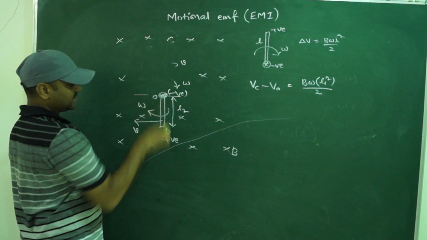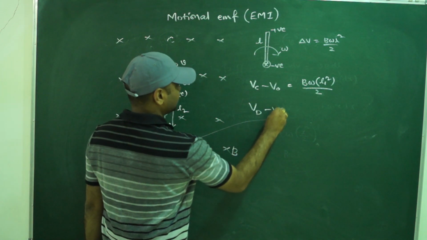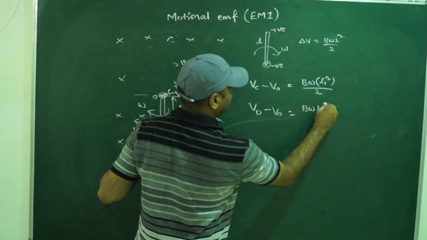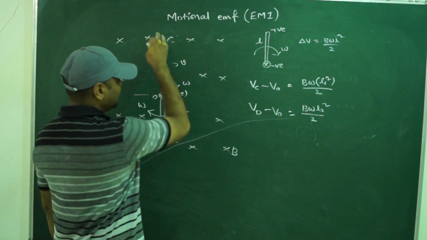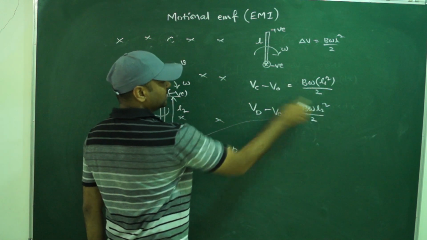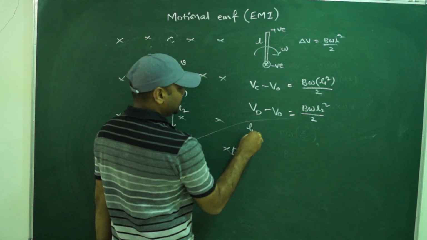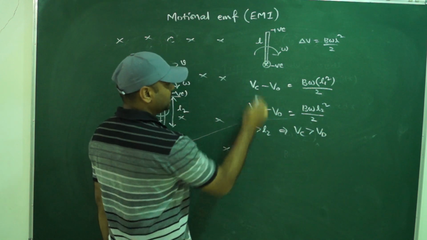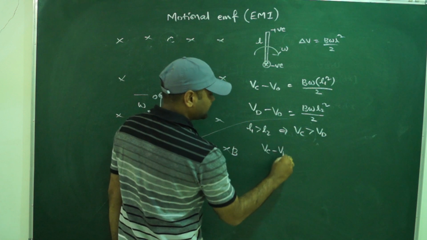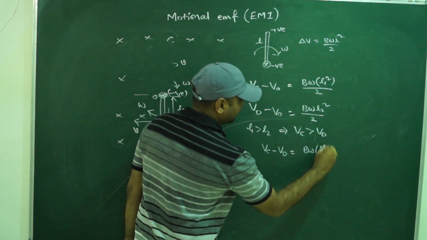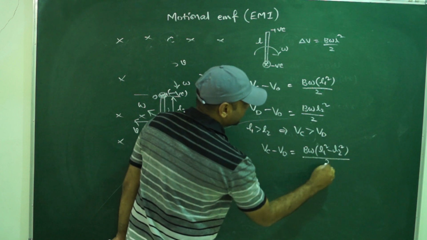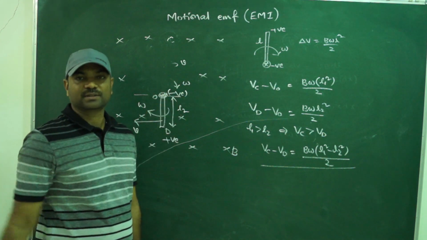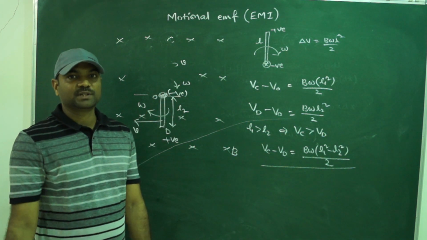Then I can write down the potential difference across these two ends. VD minus VO is equal to, as the length of this part is L2, B omega L2 square by 2. Now we want to find out which of VC and VD is at higher potential. If L1 is more than L2, then VC will be more than VD. Under that condition, if I subtract these two, VC minus VD is equal to B omega times L1 square minus L2 square by 2. That is the potential difference across the rod. If the rod is rotating about a random axis, you can split the rod and identify the potential difference across the rod.